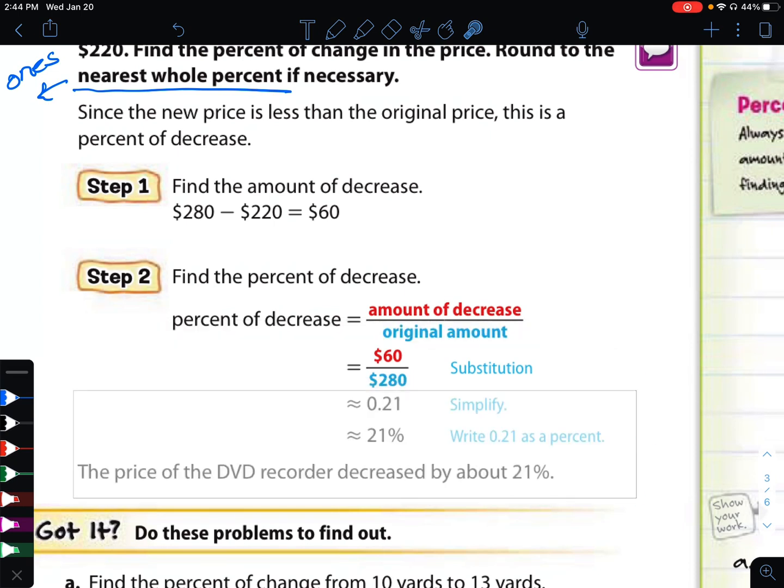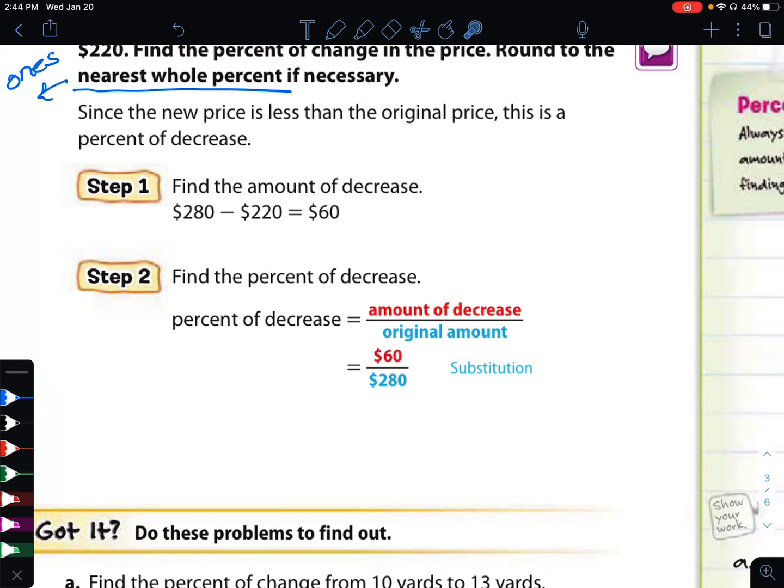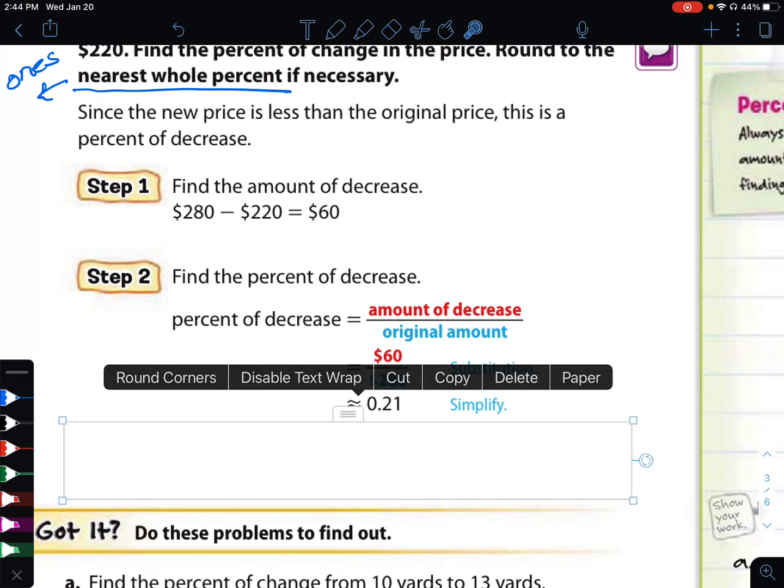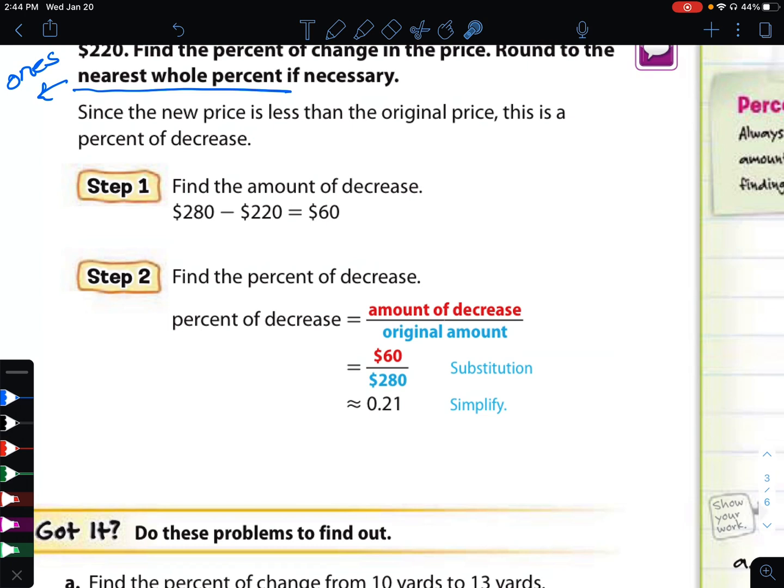Hold on, let's see right there. Okay, that's what we get. So we get our calculators. We divide 60 divided by 280 will give us a decimal, and that decimal is 0.21, rounded to the hundredths place.